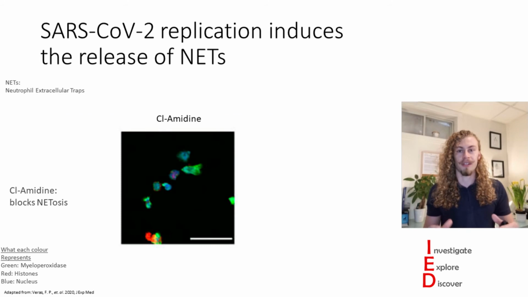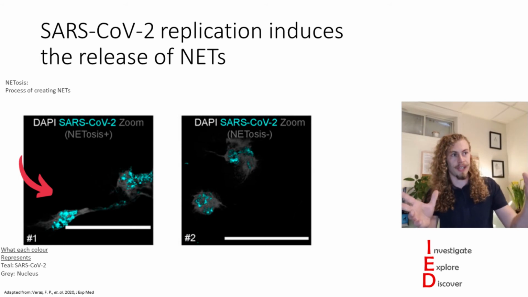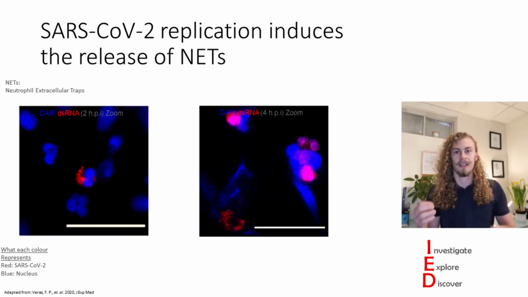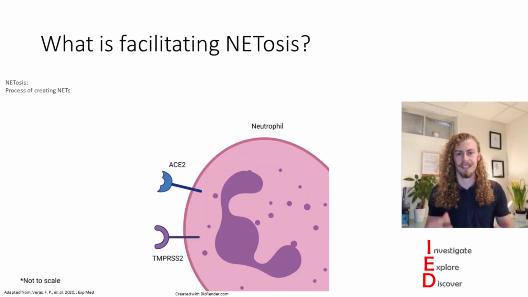They also found that in neutrophils that were undergoing netosis, or the expulsion and creation of neutrophil extracellular traps, there was more SARS-CoV-2 present around. They also saw that viral replication continued as time progressed. Now, the next question that they asked is, what exactly is facilitating this netosis?